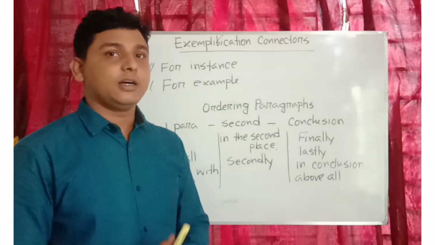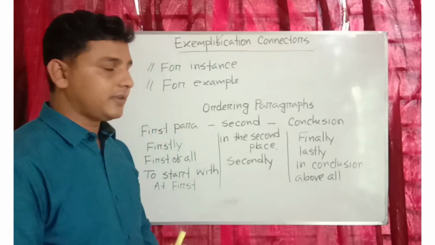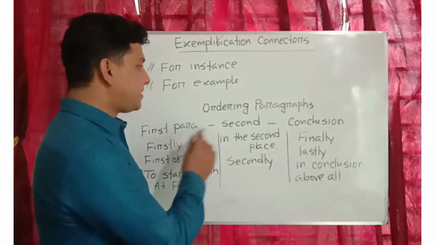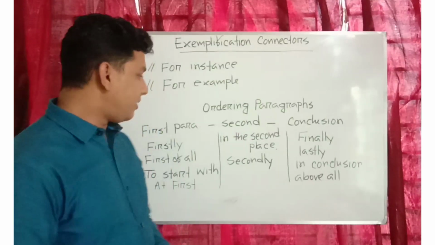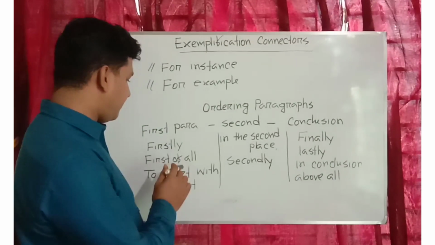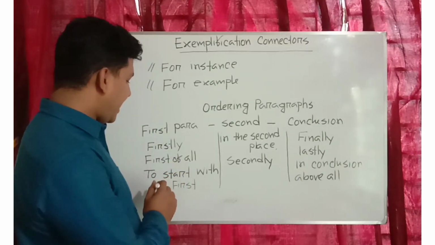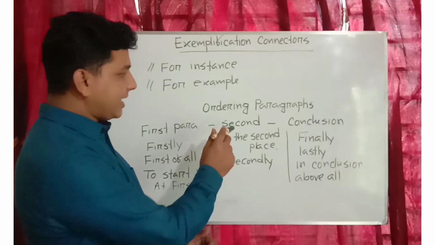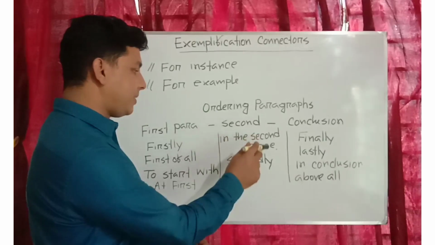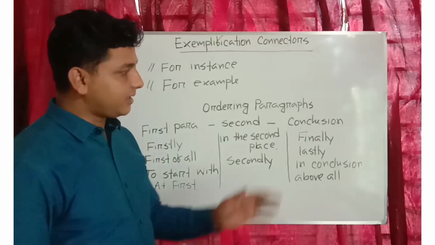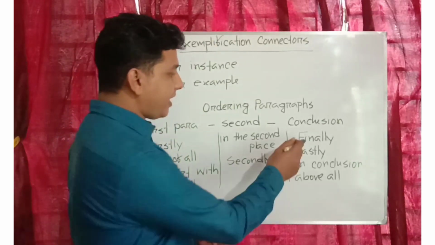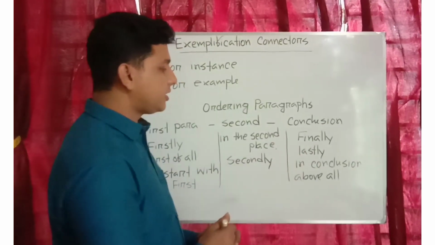We are given a paragraph to solve. In that case we can divide the paragraph into three parts: first, second and conclusion. At the first part of the paragraph, we can use some connectors like this: firstly, first of all, to start with, at first. Again, in the second place of the paragraph, we can use connectors like in the second place or secondly. And in conclusion, we can use some fixed connectors like finally, lastly, in conclusion, above all.